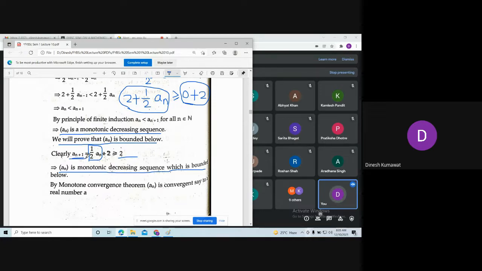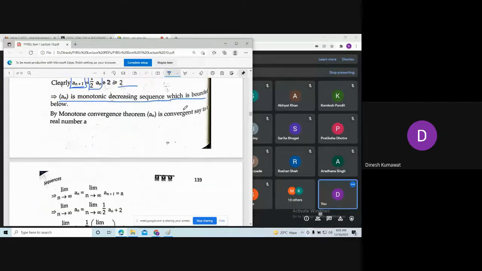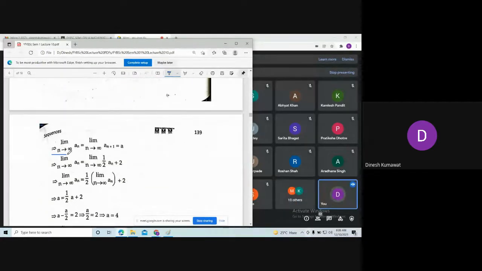Observe, we are talking about An plus 1 and not An. Here, this sequence is nothing but An plus 1. So here we are getting that An plus 1 is bounded below by 2. But we are having this result. Can you identify what is the statement of this result?